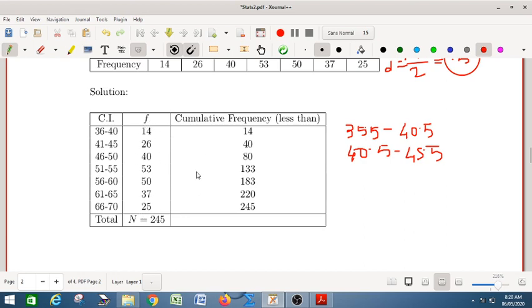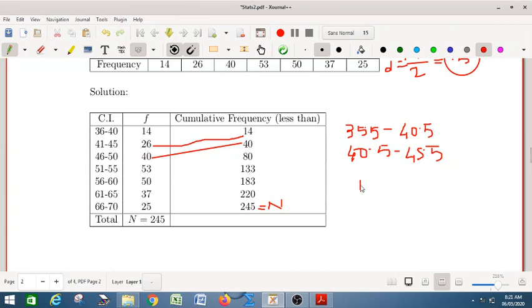Okay. So now let us go to explain the table. This is your frequency as given in the problem. Now cumulative frequency less than type is 14, 14 plus 26 is 40, 40 plus 40 is 80, 80 plus 53 is 133, and so on. This is your n. Clear? So cumulative frequency represents less than type data, that is, the number of observations below or equal to 40 is 14. The number of observations below or less than 45 is 40, that is 14 plus 26. This is how cumulative frequency is explained.